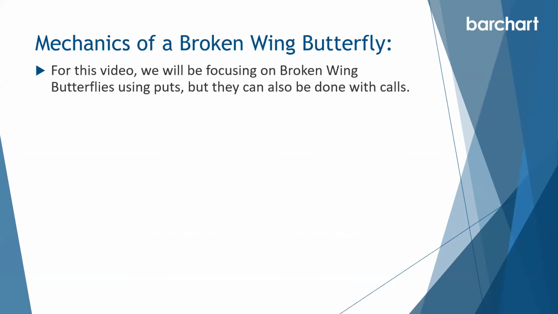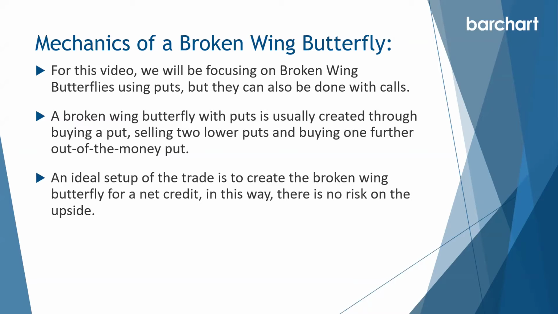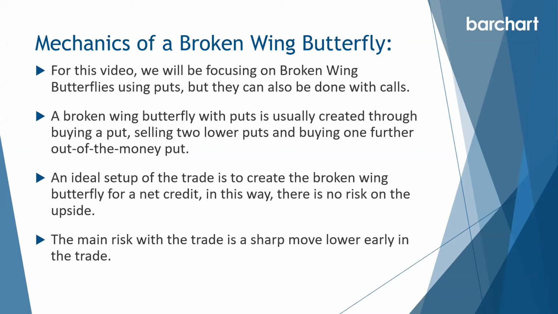For this video, we'll be focusing on broken wing butterflies using puts, but they can also be done with calls. A broken wing butterfly with puts is usually created through buying a put, selling two lower puts, and buying one further out of the money put. An ideal setup of the trade is to create the broken wing butterfly for a net credit. In this way, there is no risk on the upside. The main risk with the trade is a sharp move lower early in the trade.